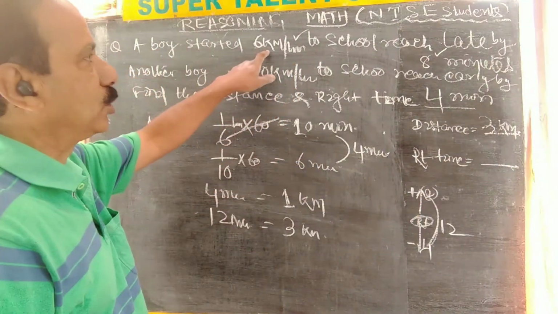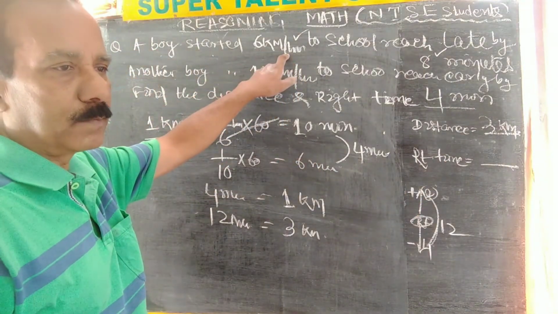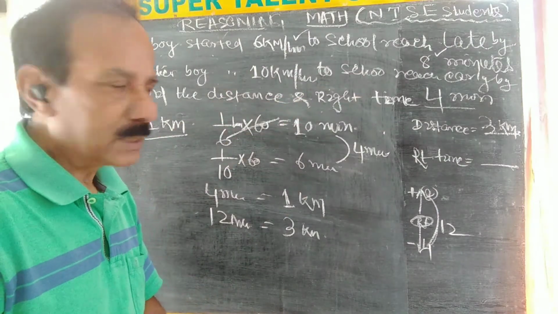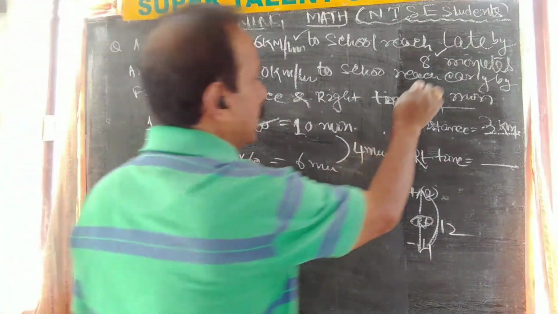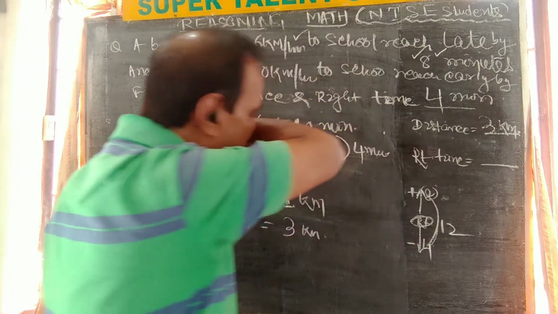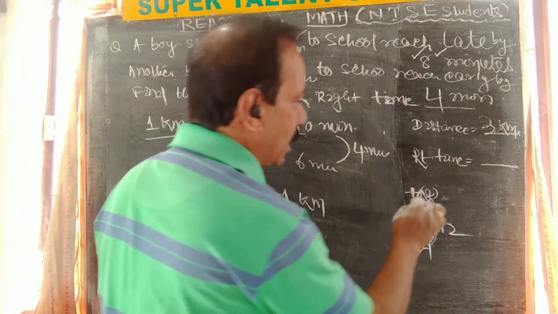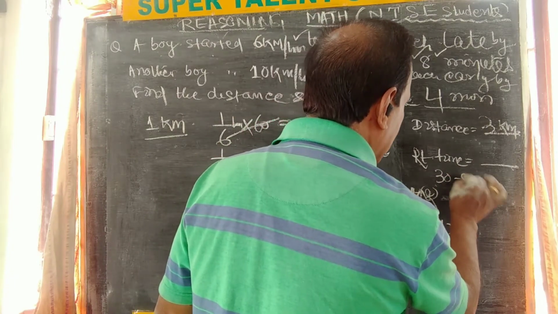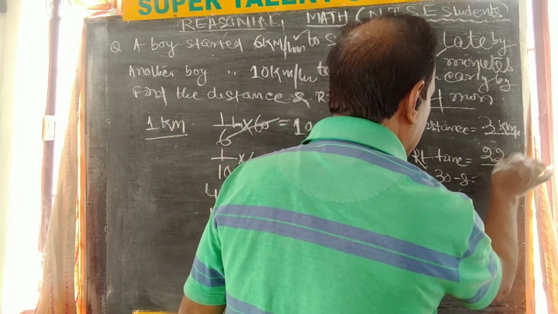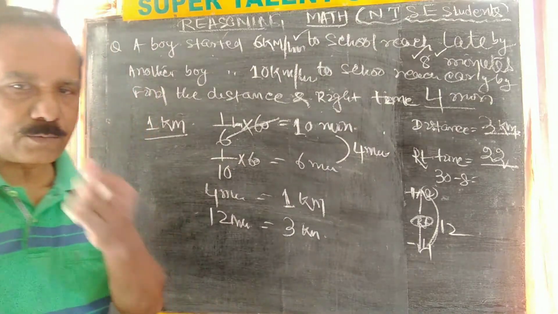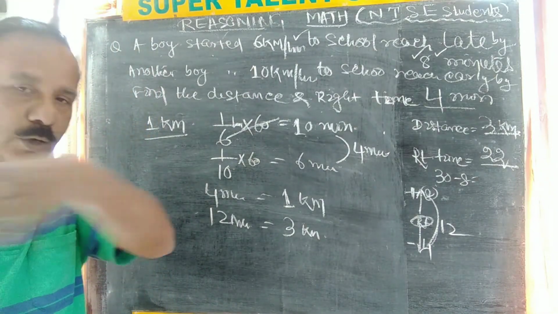Take the help of 6 kilometer per hour, it will be easy. 3 kilometers takes half an hour, 30 minutes. So in 30 minutes, he is 8 minutes late. See, the 30 minutes he takes is 8 minutes late. So what will be the right time? 30 minus 8, that is 22 minutes. Yes. Immediate calculation, much more interesting. You practice it. Don't write it.